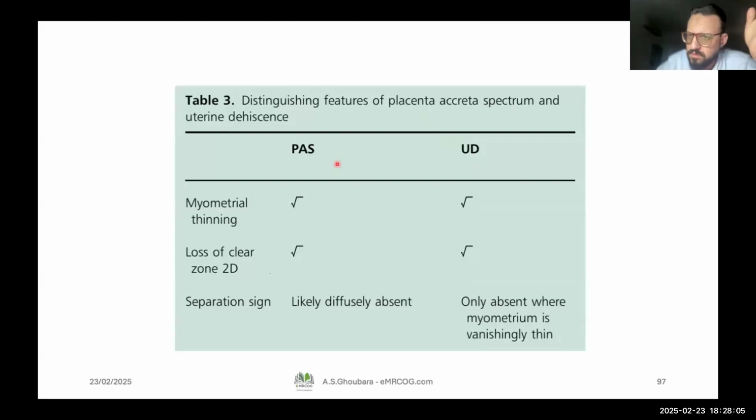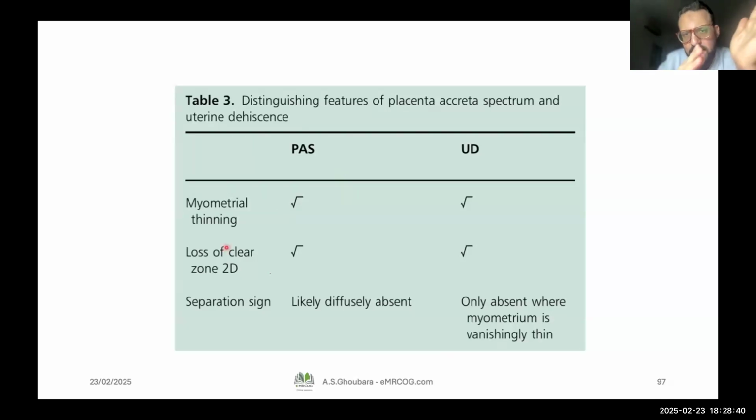Myometrial thinning, clear. We can see it in PAS and we can see it in uterine dehiscence, right? Uterine dehiscence basically means very thin myometrium. We can see it also in PAS due to invasion. Loss of clear zone, yes, we can see it in PAS, and also in uterine dehiscence, because in uterine dehiscence there is no myometrium for a clear zone to be between 2 tissues. Myometrium is less than 1 millimeter, so there's nothing between the placenta and the bladder.